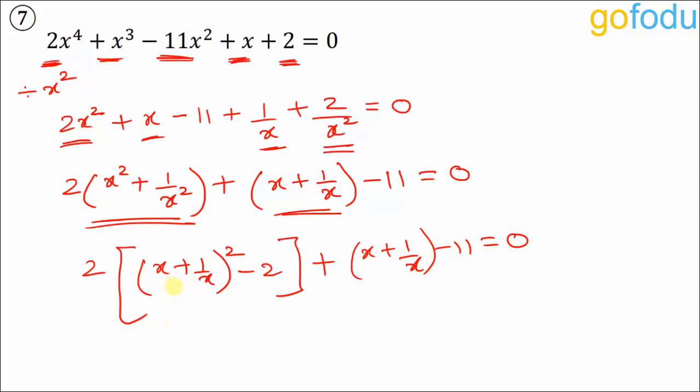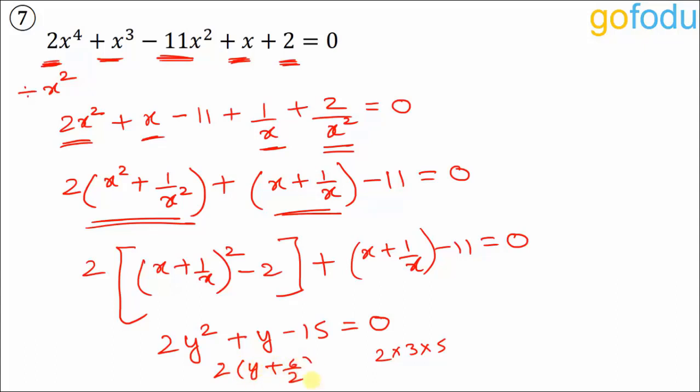equal to 0. Now here x plus 1 upon x could be replaced by y. So this will turn out to be 2y square, 2 into 2 minus 4 and minus 11 will be minus 15, plus y, minus 15 is equal to 0. Okay. So a multiplied by c is 2 into 3 into 5 with a minus sign. And we want sum as plus 1. So what we are going to take is plus 6 and minus 5. So this will break as 2 into y plus 6 by 2, y minus 5 by 2.